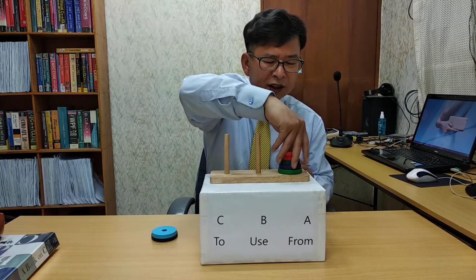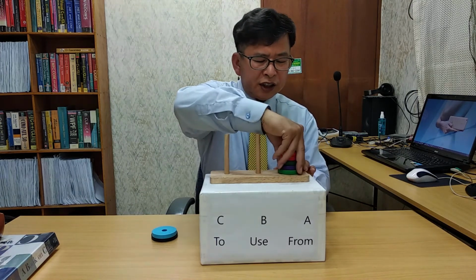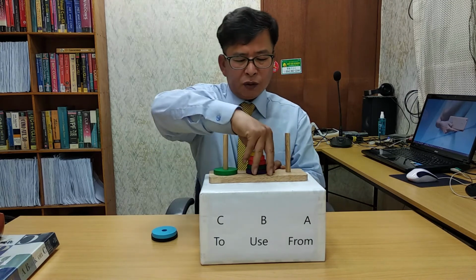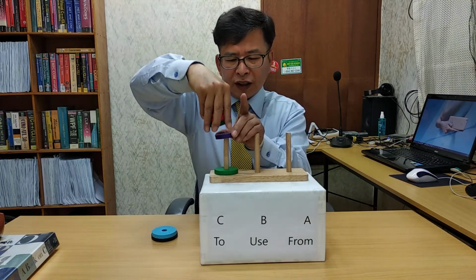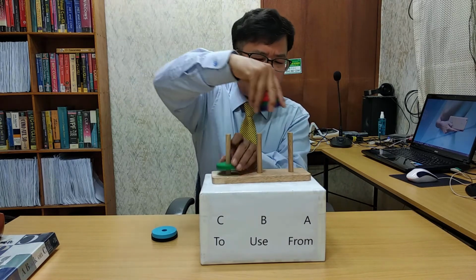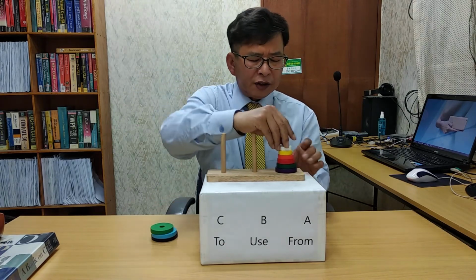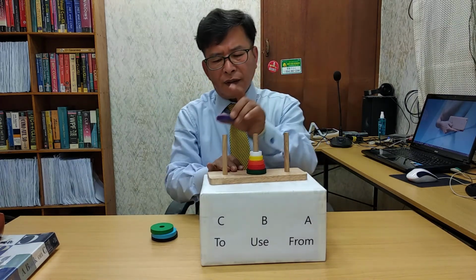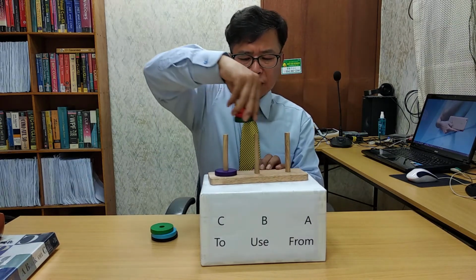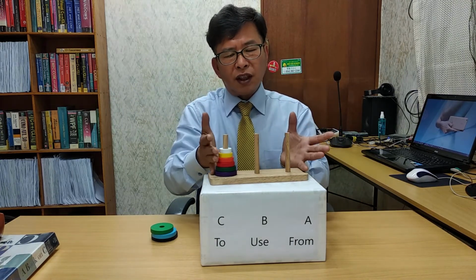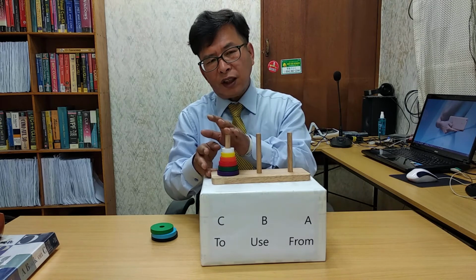We have 7 disks. We use the 6 disk algorithm like this, then we move the last disk, then we use the 6 disk algorithm like this. Then you may ask, what is the 6 disk algorithm? We have 6 disks, we use the 5 disk algorithm, then move here, and use the 5 disk algorithm like this. So this way we can move any number of disks from tower A to tower C.